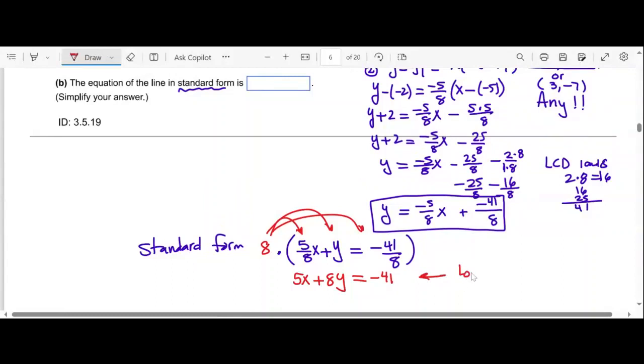And this looks better. So that's why we recommend that we remove the fraction. So just write down here 5x plus 8y equals negative 41. Next question.